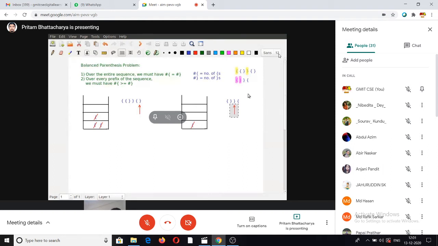If you think about it, what this means in terms of the conditions is that at this point, if I consider the prefix of the string, I have discovered that I have found more closing parentheses so far than opening parentheses. So it's violating condition 2, right?